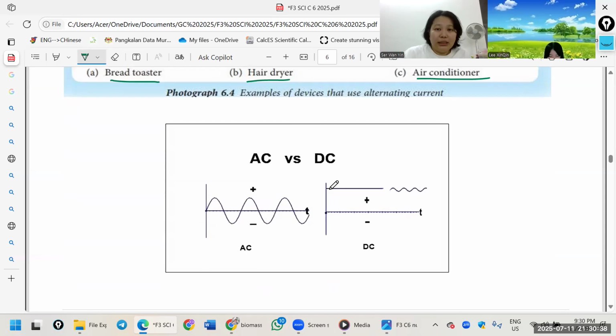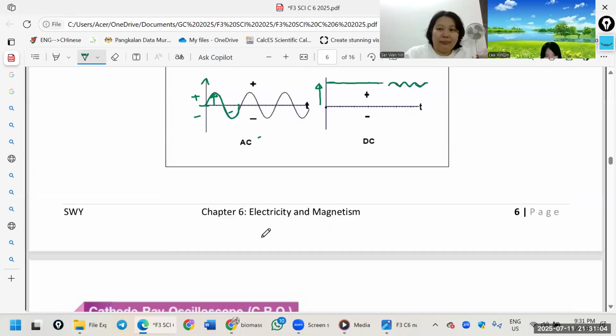AC actually doesn't mean the wave. It means that the current flows up positive, then flows down negative. DC could be a straight line or a curved line, it doesn't matter, as long as it's above, positive. I will show you some examples.